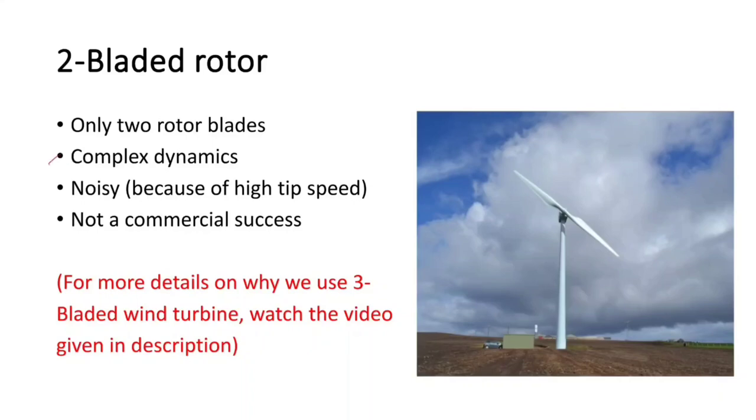They have very complex dynamics and they are very noisy, and the reason for being noisy is the high tip speed. By tip speed, I mean the speed at which this blade tip is rotating. They are noisy because noise is directly proportional to V tip raised to power 5. So as you can see, as the tip speed increases, noise increases by a power of 5. So these types of wind turbines are not yet a commercial success because of the reasons mentioned above.